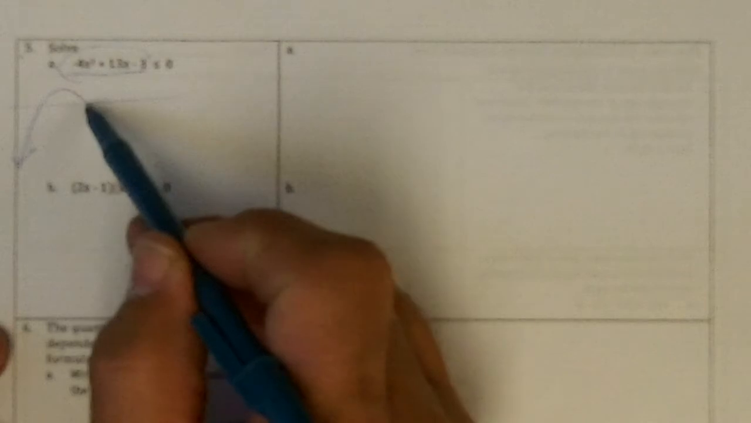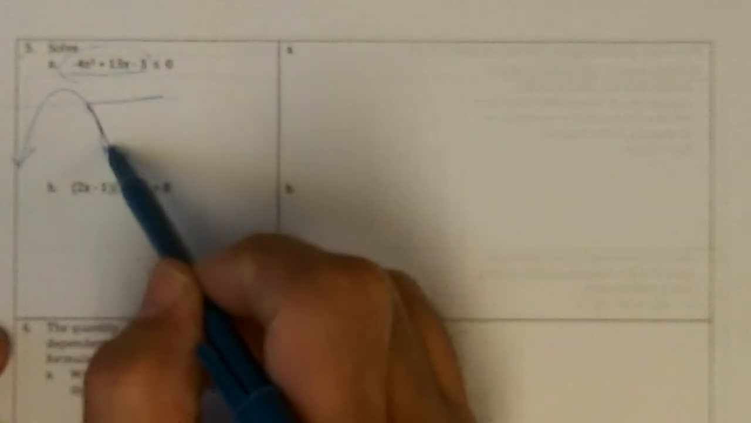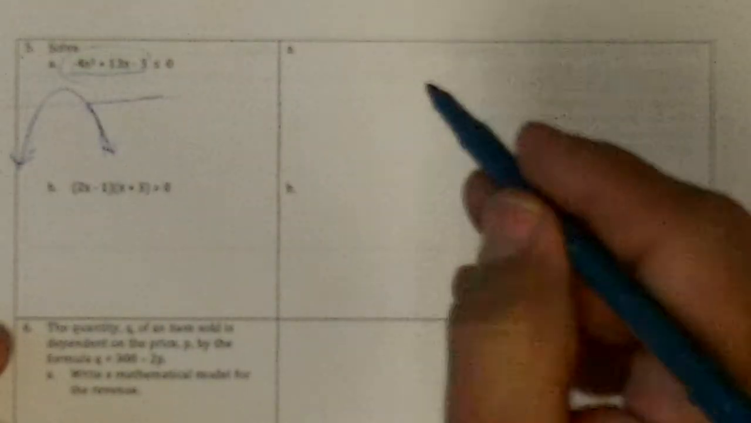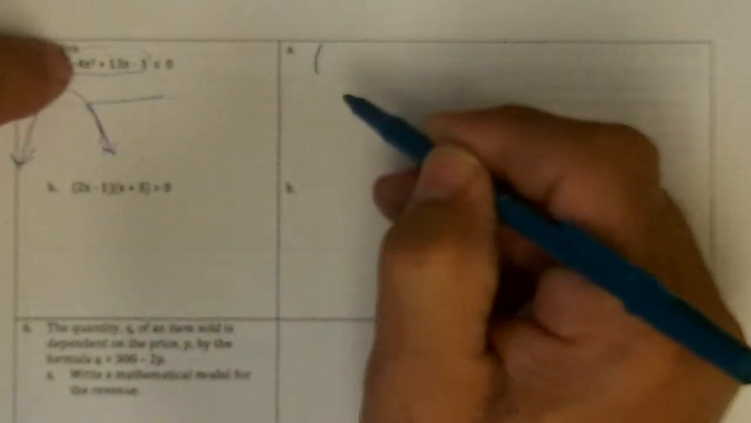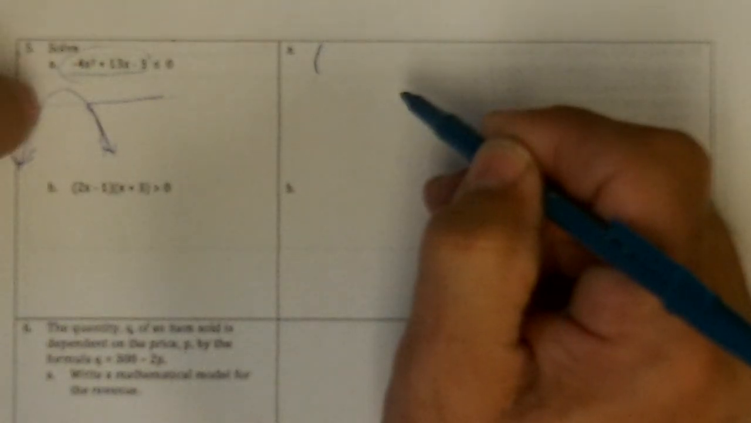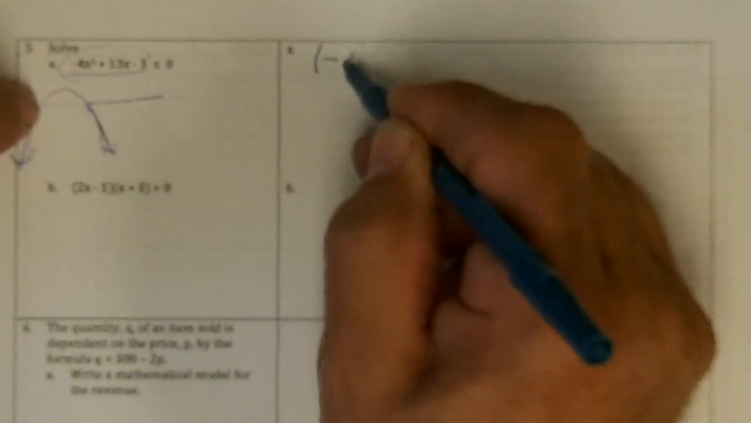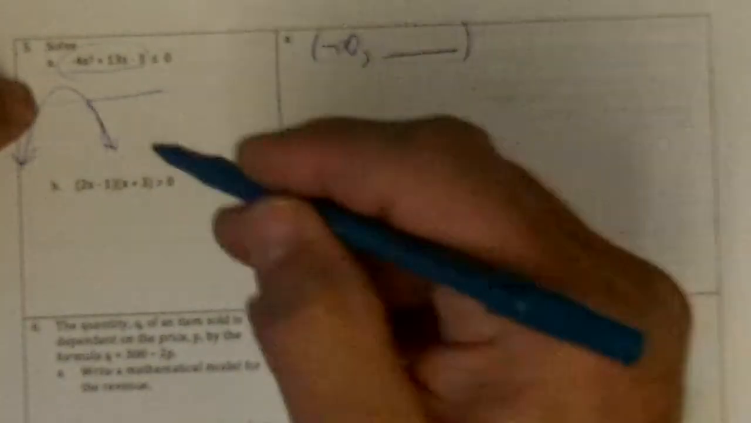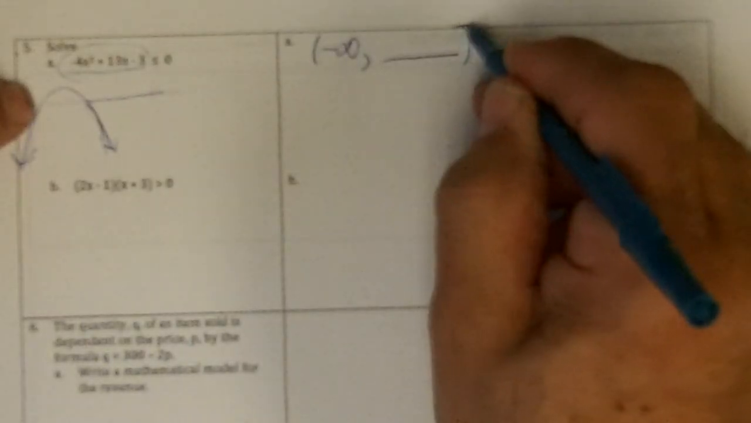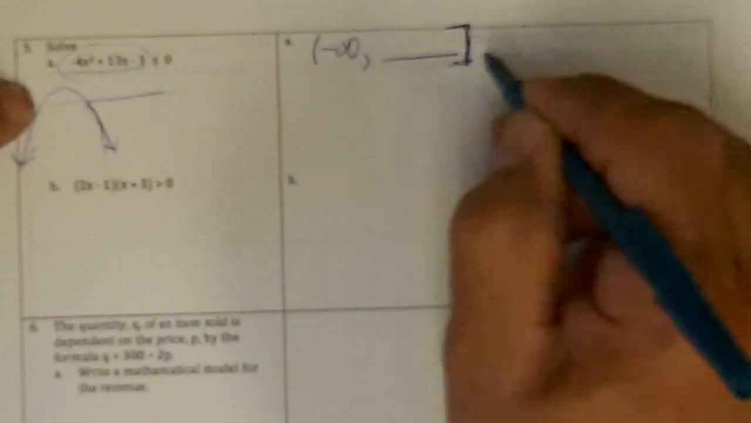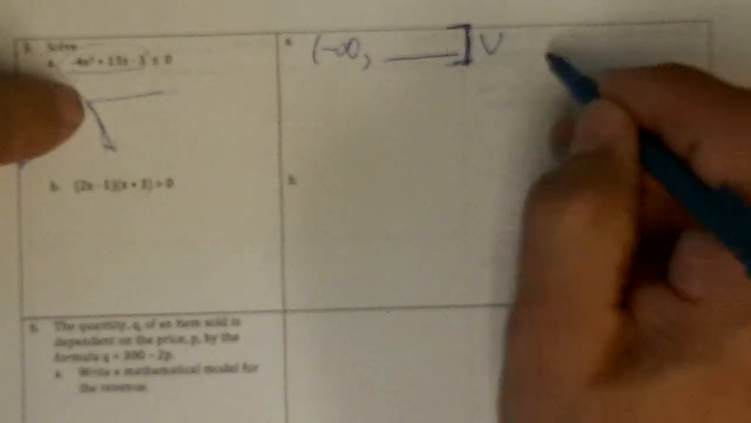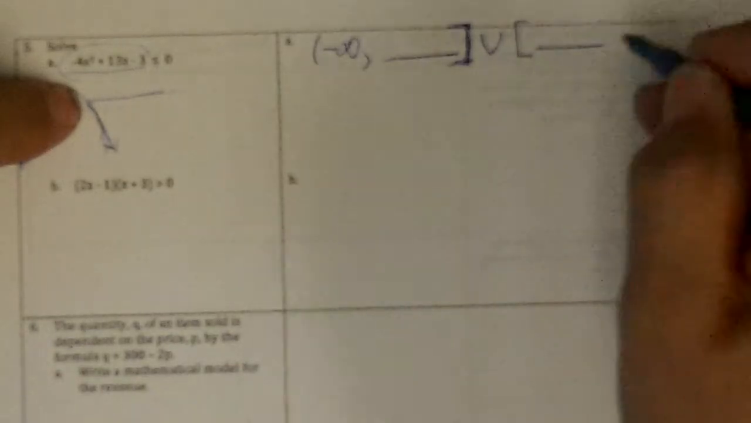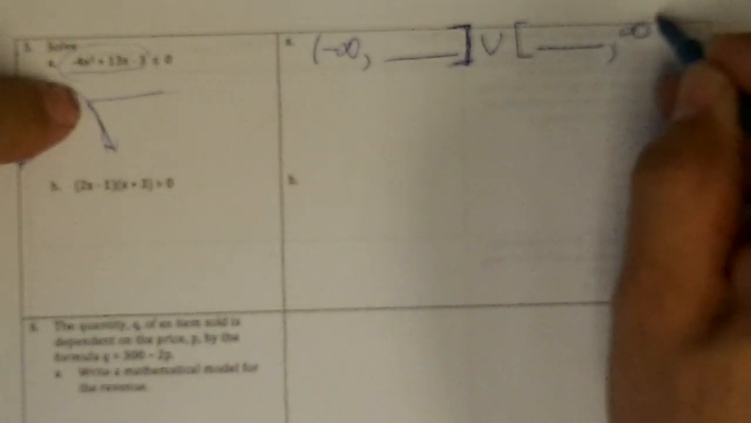And to solve it, I need to say for what x's is this part happening, and for what x's is this part happening. So my answer is going to look like, since I know it's an upside down parabola, it's going to go from negative infinity up to that x-intercept, which I got to figure out. And since it can equal 0, I got to make an including bracket, union, and then it can equal 0, including bracket from this x-intercept to infinity.